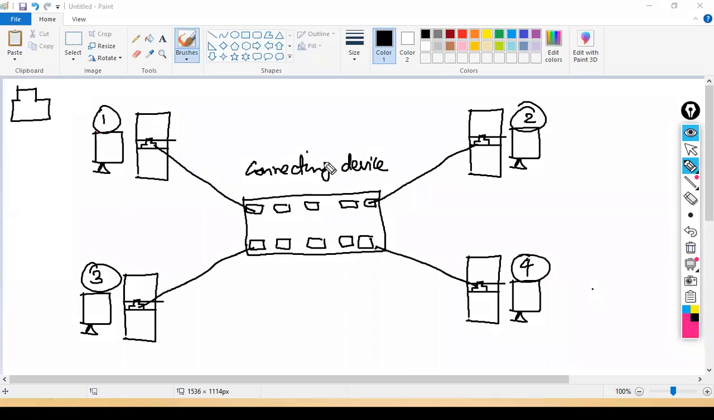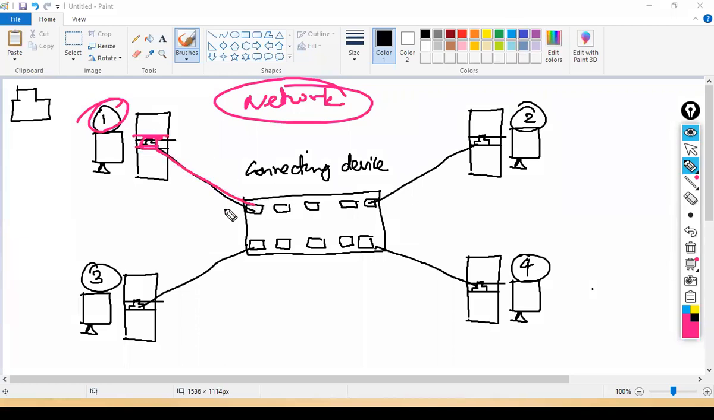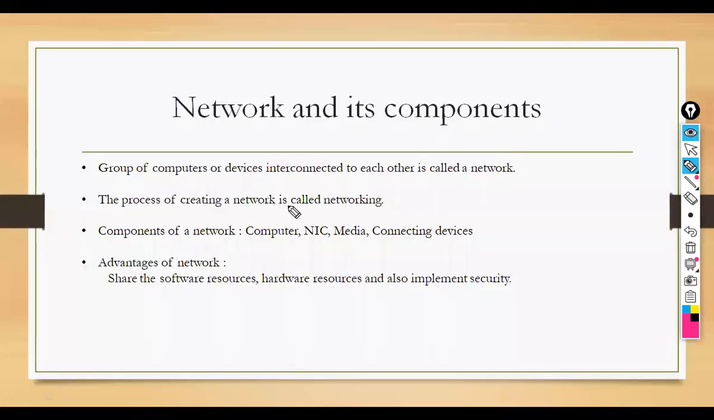So you got another requirement, which is the connecting device, which helps us connect multiple devices. Clear? So these are the minimum requirements of a network. The first requirement is the computer. Then in the computer, you have the NIC, media is required, and connecting devices are also required. These are the minimum requirements you need for creating a network. Now we'll briefly talk about each component here.